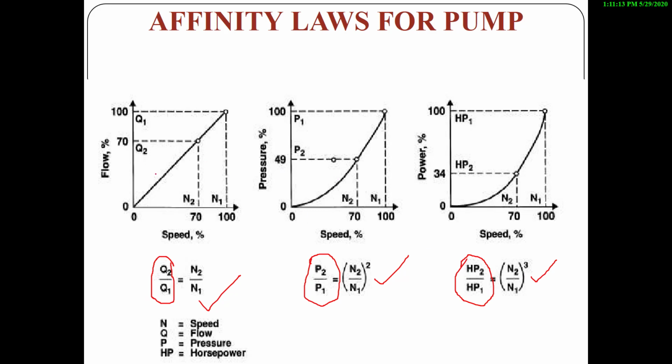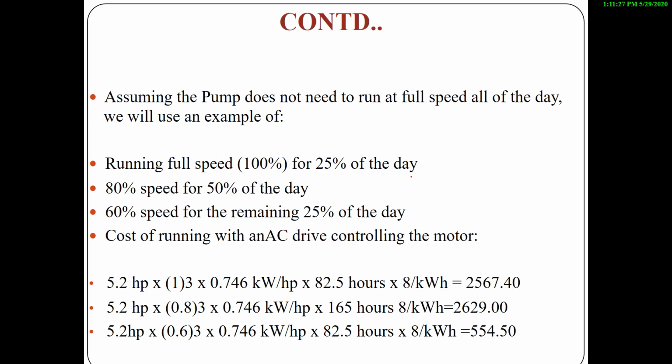This is a graph between speed and flow in percentage. We will see how the speed is varying as per the flow rate, the pressure rate and the power. Next we will see a small example, assuming the pump does not need to run at full load all day.